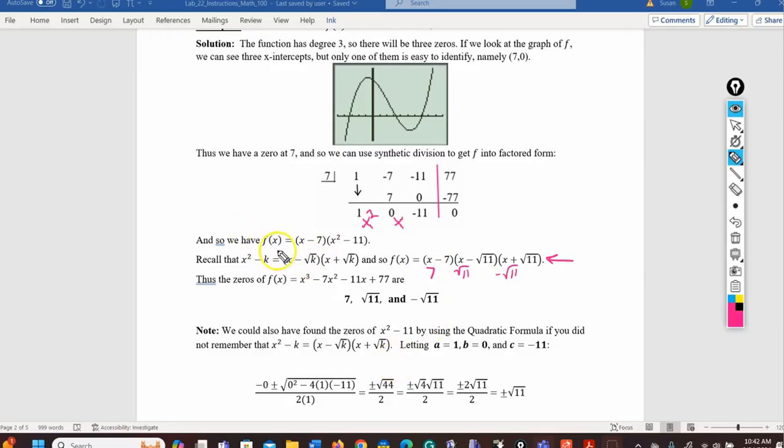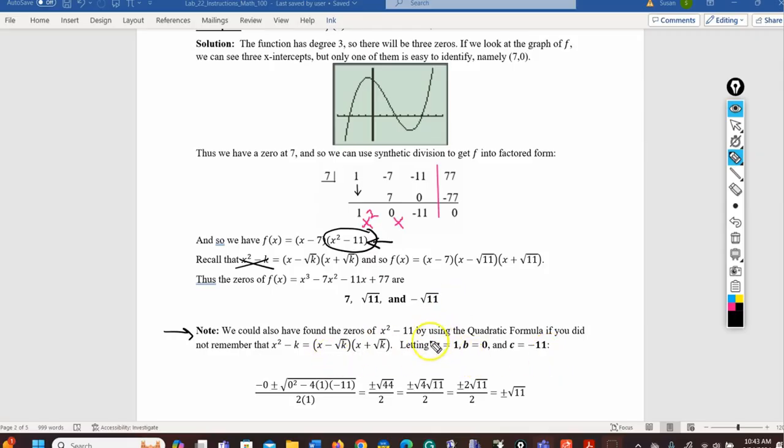Now, what happens if you didn't remember that? And you've gotten to here, and you've tried the trick to factor that, and it doesn't work. Well, if you don't remember that, then you could always use the quadratic formula. So if you get a quadratic that you can't factor using a trick or a rule, you can always use the quadratic formula to find the zeros.